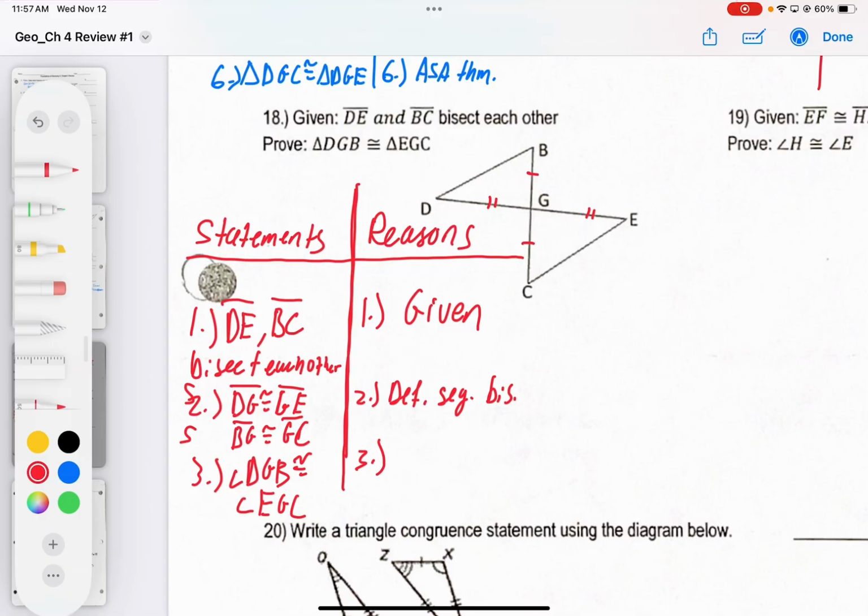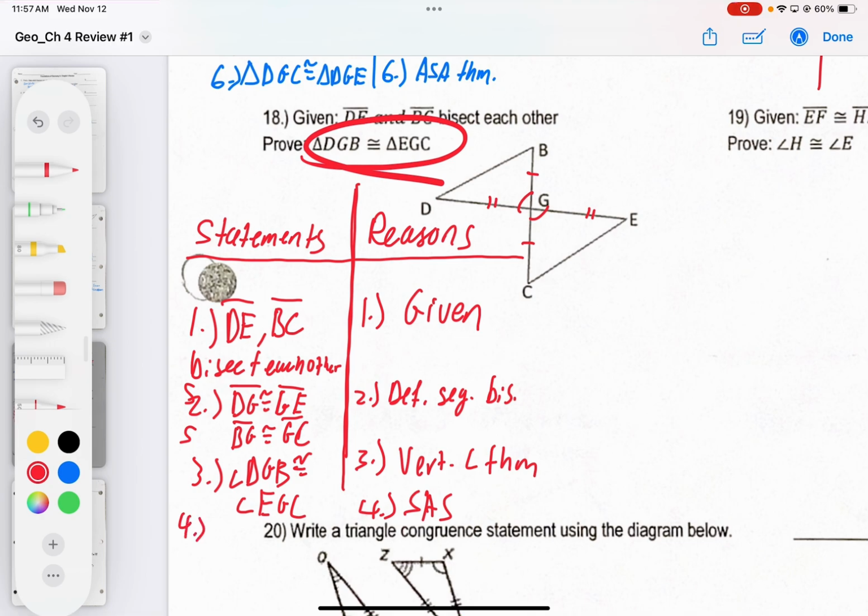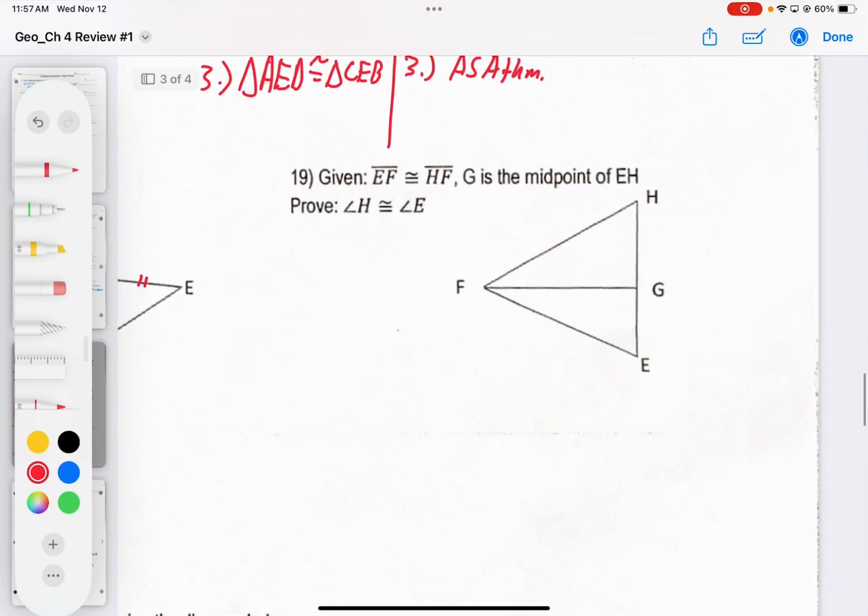So then that would be what? Vertical angle theorem? Yeah. And then I would say this by what? Side, angle, side. Good. Side angle side. Didn't leave myself enough room, but then you would write this statement for my 4th one. Okay, cool. This one's good.